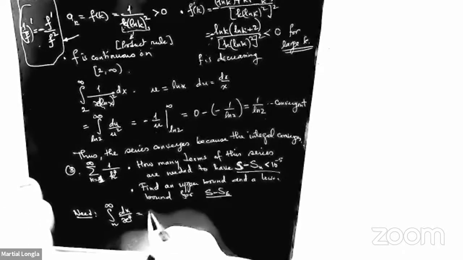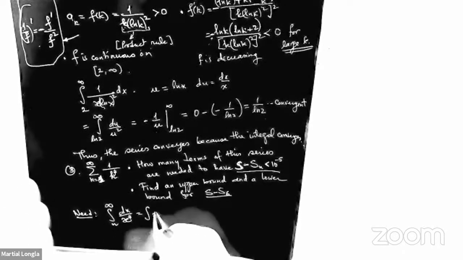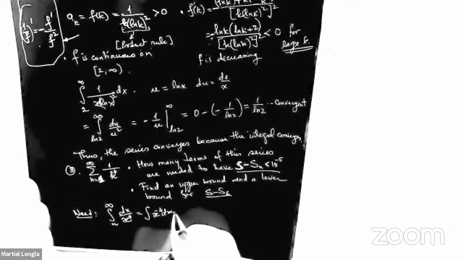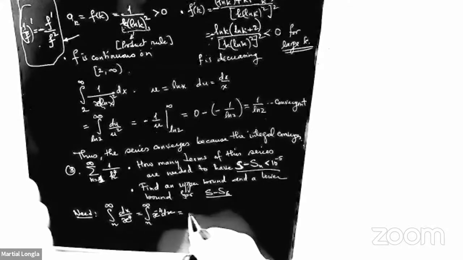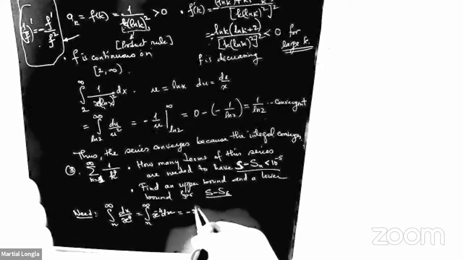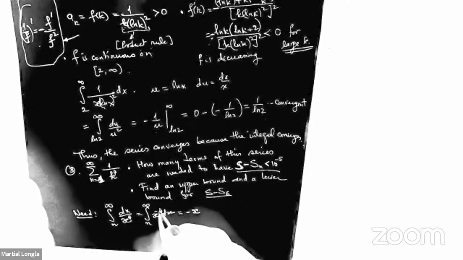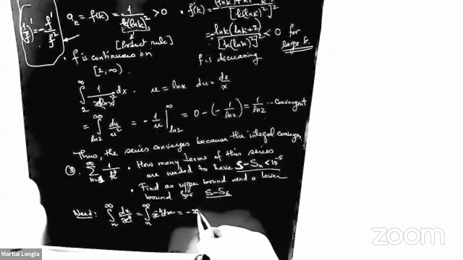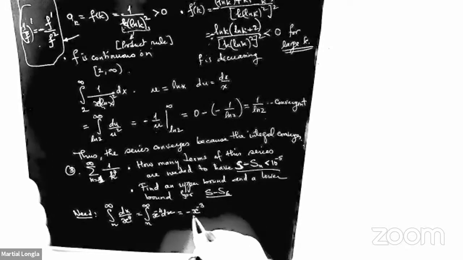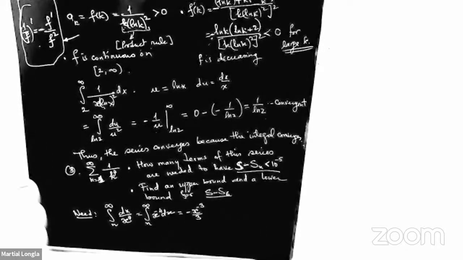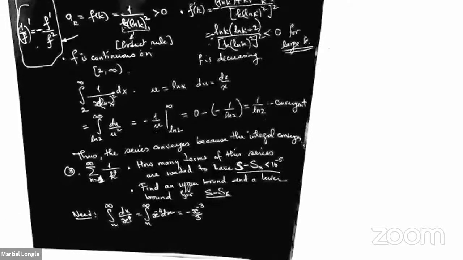And the integral is the integral of x to the minus 4 dx from n to infinity, which is negative x. When we integrate, this is minus 4 plus 1, so minus 3 over 3, right? Is that right?